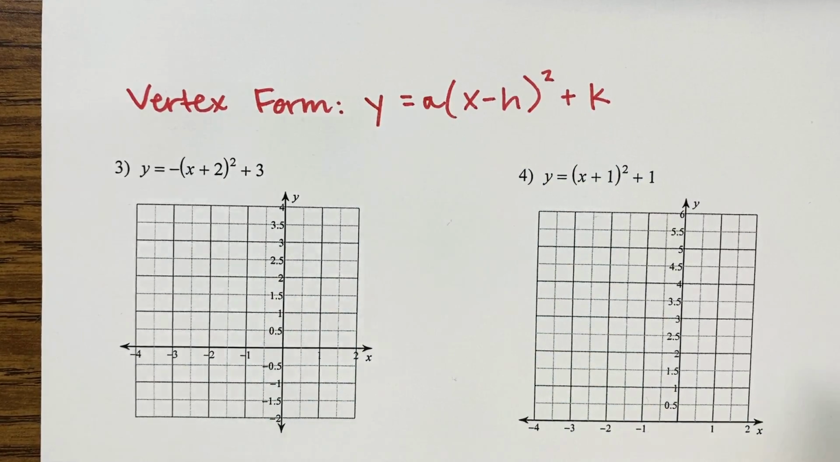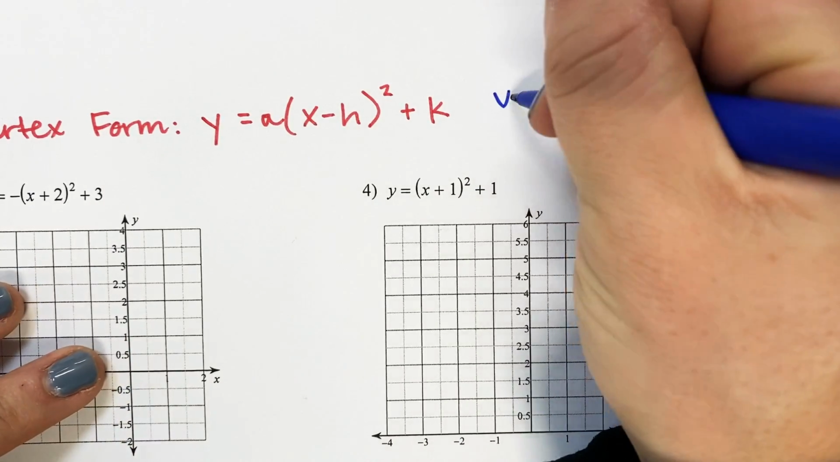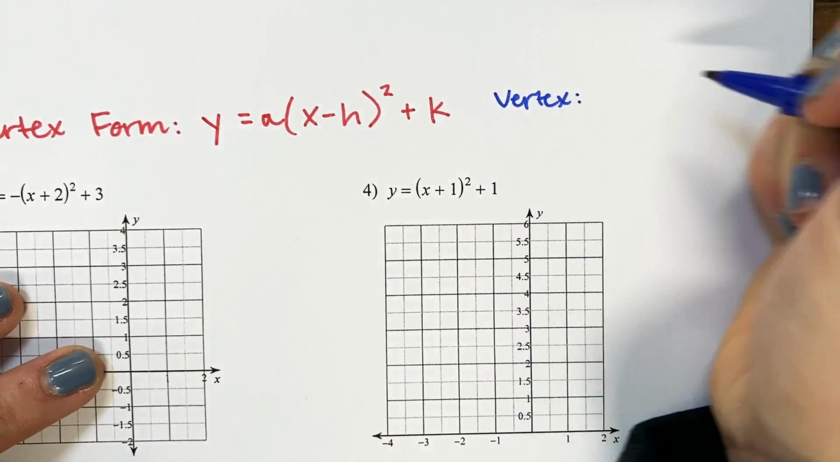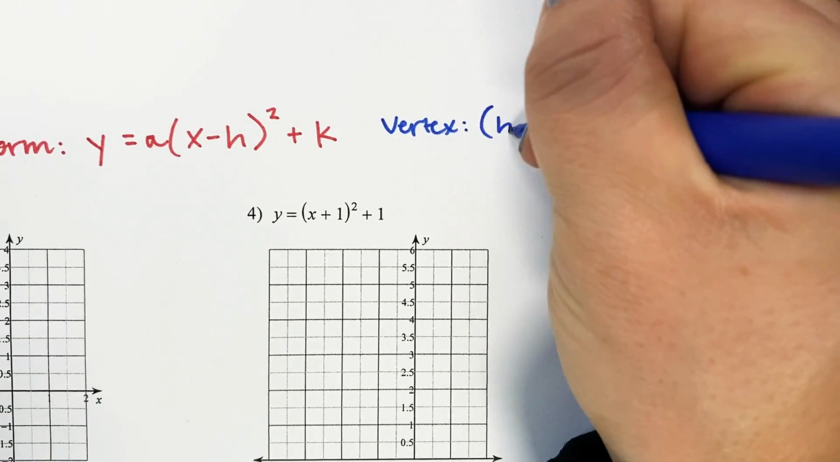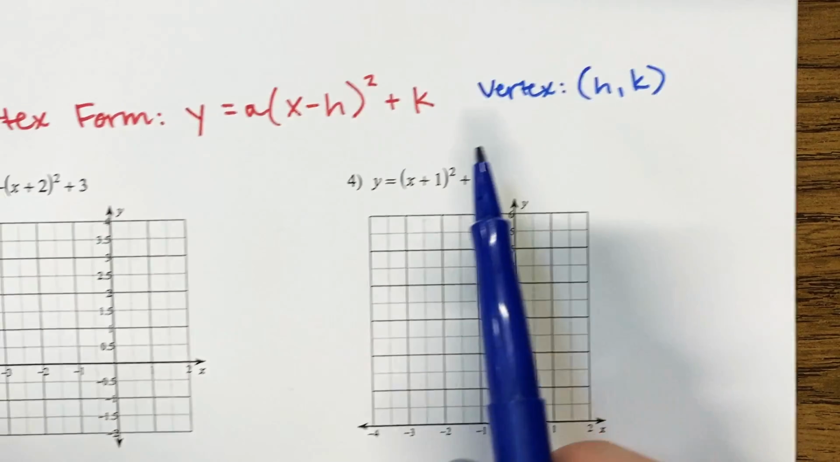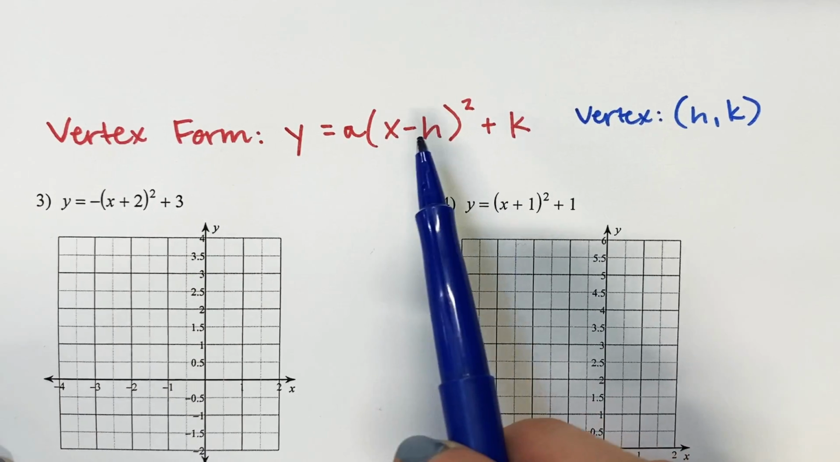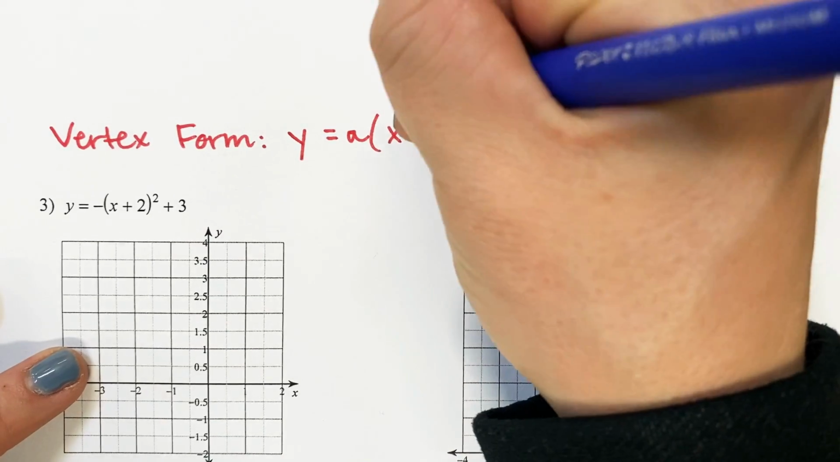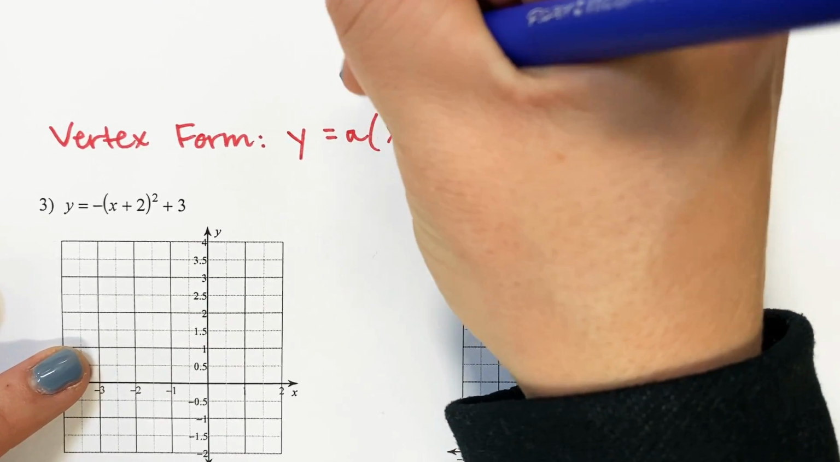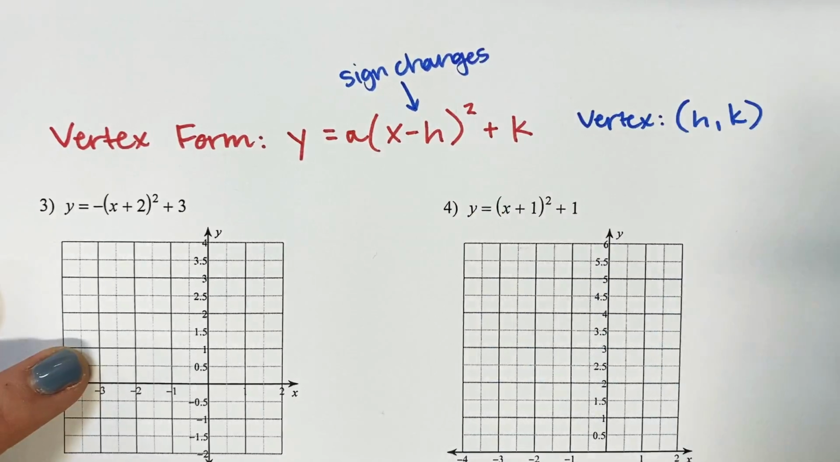Well, if vertex form tells us our vertex, what is our vertex in vertex form? Remember, it's H, comma, K. But what do we have to remember about the H? Remember how it has this negative in front of it? That means that the sign changes in your equation, okay?